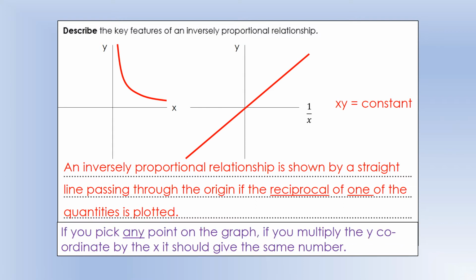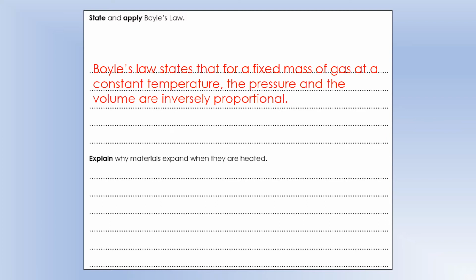Okay, so why are we talking about inversely proportional? Well, one of our important laws is inversely proportional. So Boyle's Law states that for a fixed mass of gas at constant temperature, the pressure and the volume are inversely proportional. So what does that look like? Well, the pressure times the volume is a constant. I've taken that straight from the relationship I've just looked at.